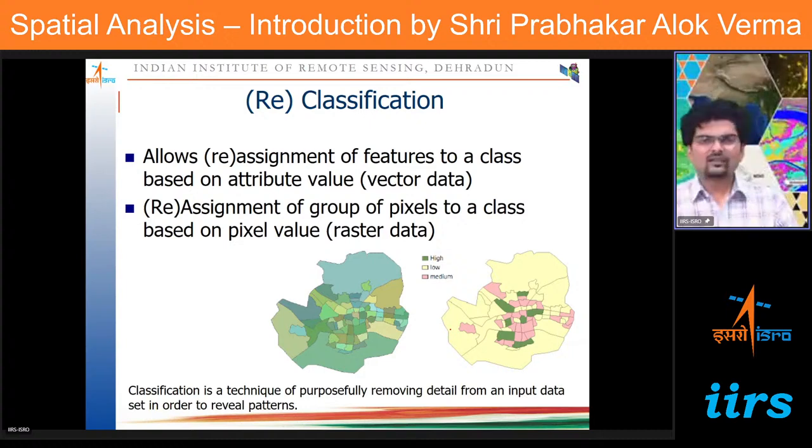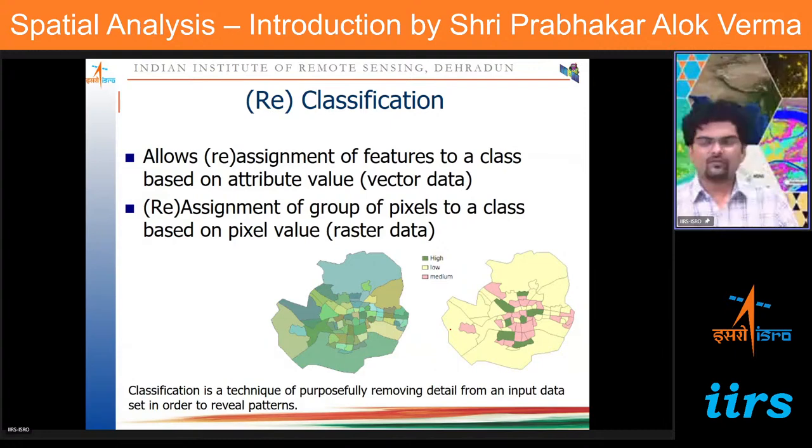Classification, reclassification is about assignment or reassignment of the classes based on the attribute data, attribute value, in case of vector, or reassignment or regrouping of the pixel based on pixel value in case of rasters. Why do we need to perform classification? Classification is performed to remove the details from the data and reveal the patterns.